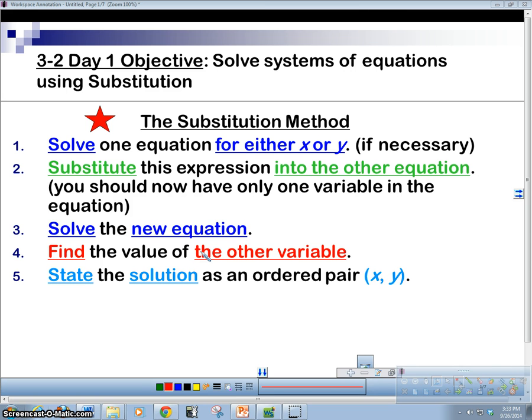So this is solving systems of equations, and we're going to be doing the substitution method. Excuse me while I was stretching out and getting ready here for a mathematical workout of the substitution method.